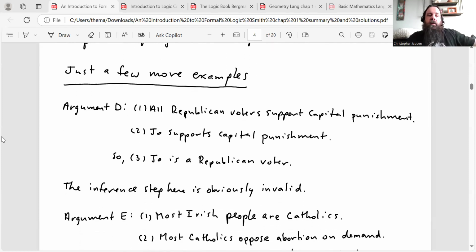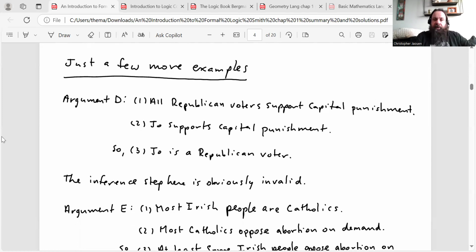Argument D. Again, we have two premises and a conclusion. Premise 1, all Republican voters support capital punishment. Premise 2, Joe supports capital punishment. So 3, Joe is a Republican voter. The inference step here is obviously invalid.